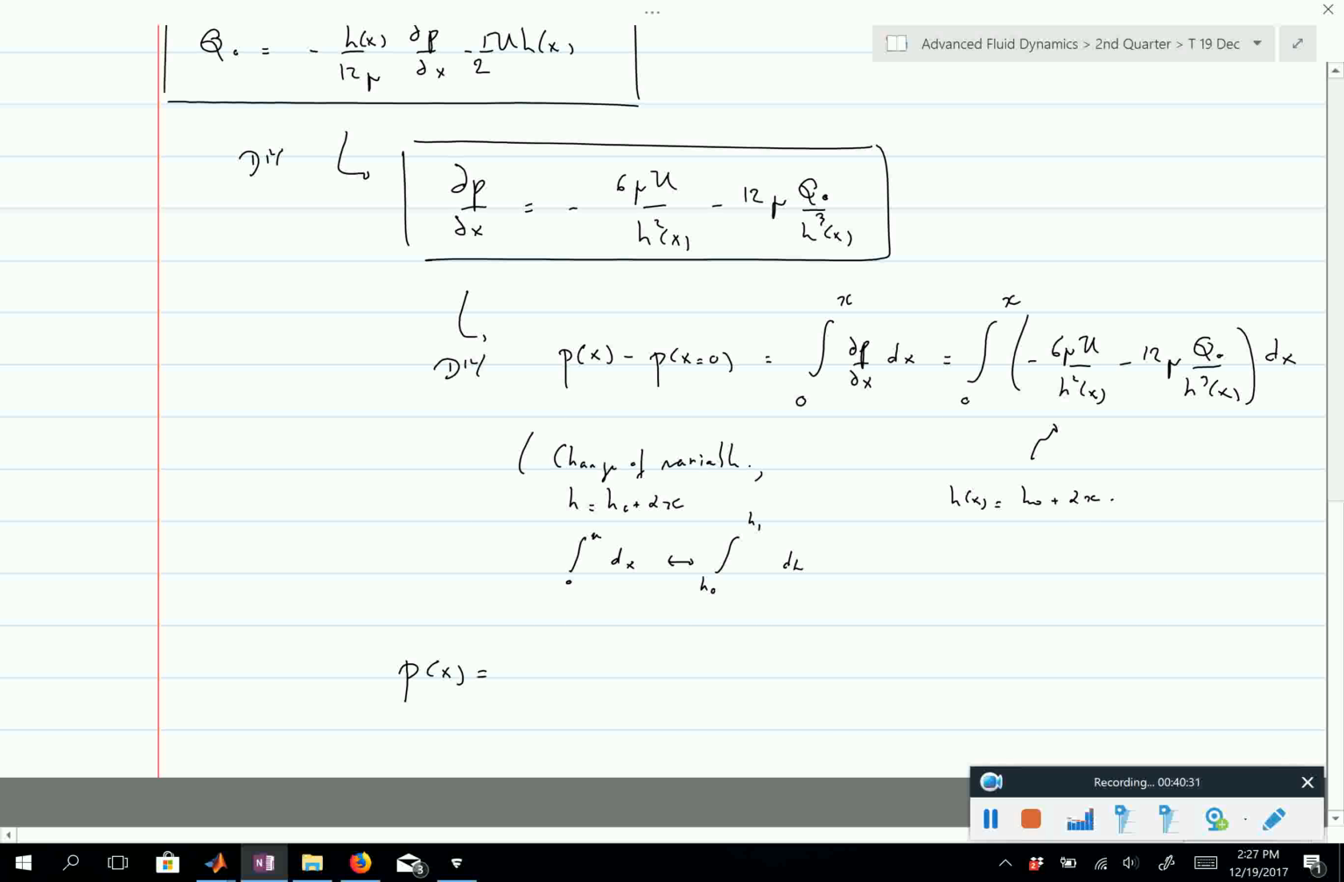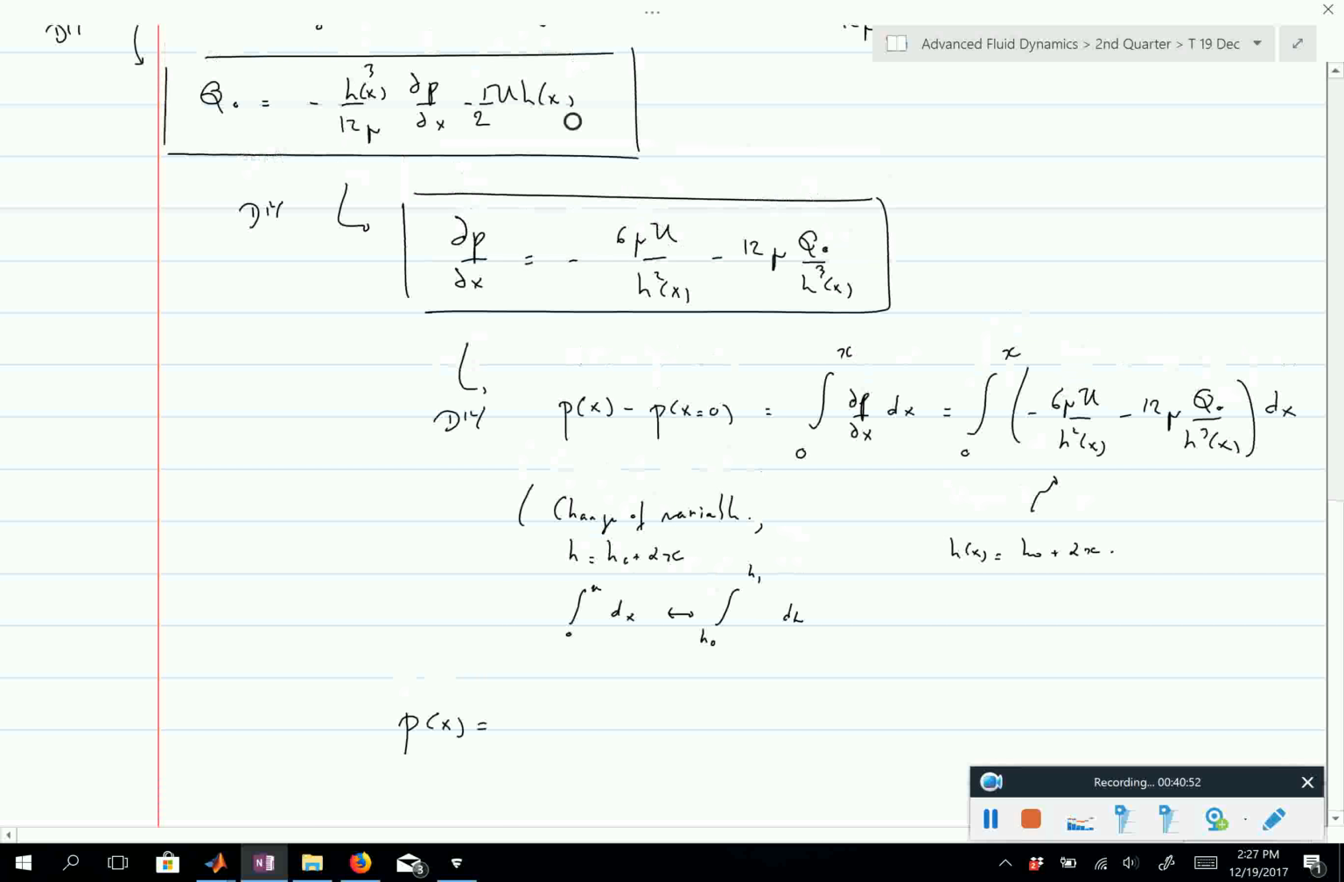Okay, so hold on. Where am I now? So now we know what the pressure distribution is. We still have a little problem, and that is the fact that we have two more unknowns. We want to know H naught. We don't know what H naught is, and in principle this is the only thing we don't know. But here now we have a P0 and a Q0. So it's something else we need to assume, and that's the following.